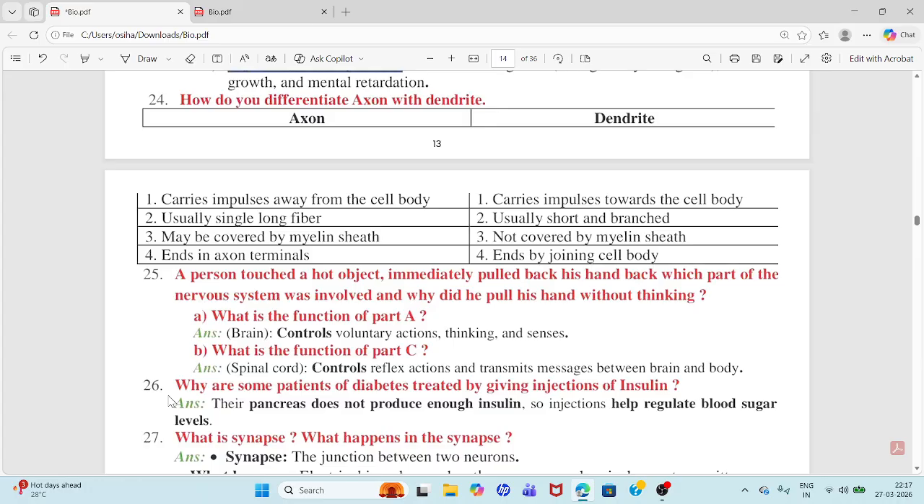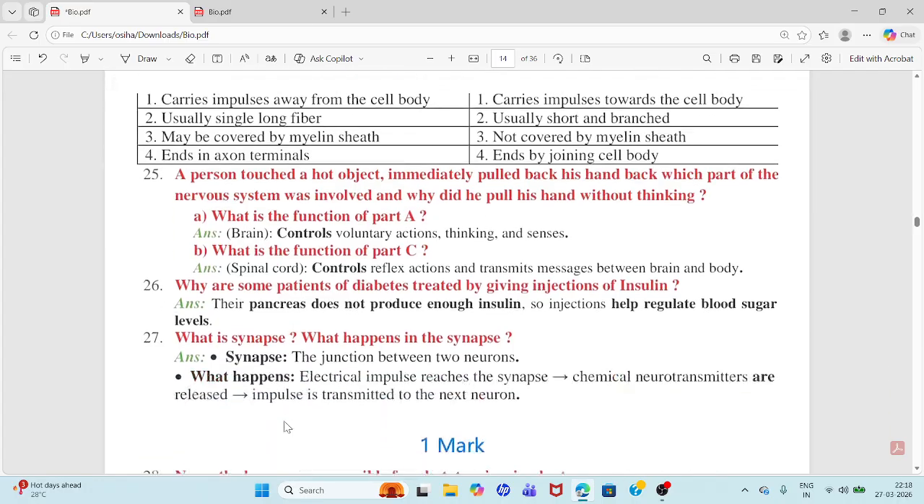Question 26. Why are some diabetes patients treated by giving injections of insulin? Answer. Their pancreas does not produce enough insulin. So injections help regulate blood sugar levels.